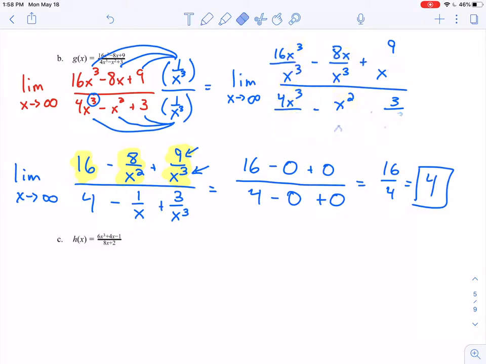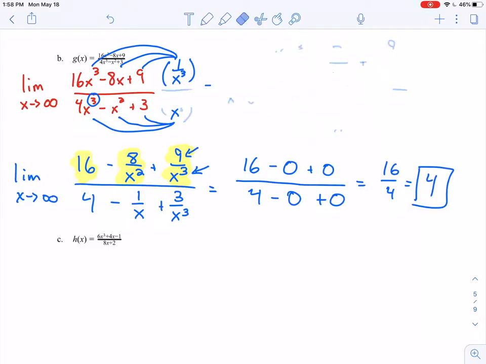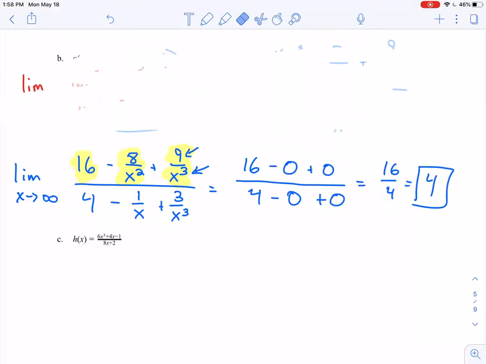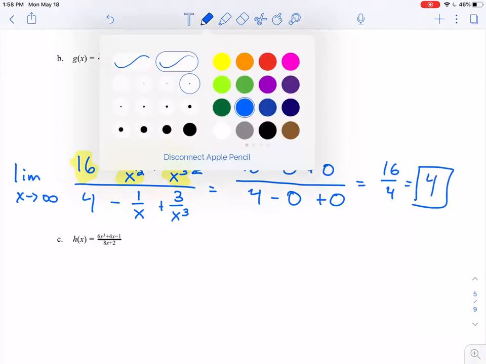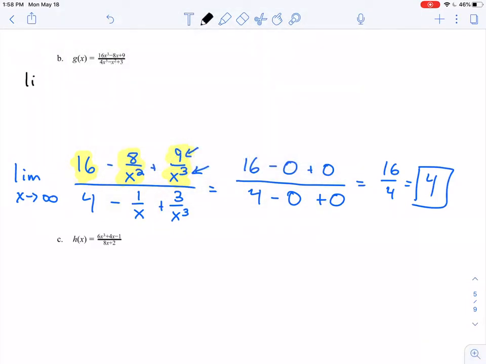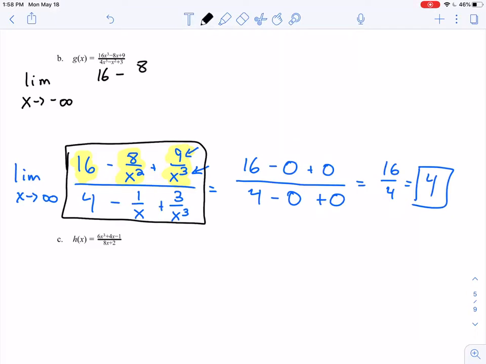So let's do the left hand really quickly, just so that we have all of it. And again, I'm out of room, so I'm going to go ahead and erase this. Let's do it in a different color here. So here, limit as x approaches negative infinity. Again, I'll use this quote-unquote simplified version right here, this version that's a lot easier for us to take the limit of. So 16 minus 8 over x squared plus 9 over x cubed divided by, in my denominator, I've got 4 minus 1 over x plus 3 over x cubed.